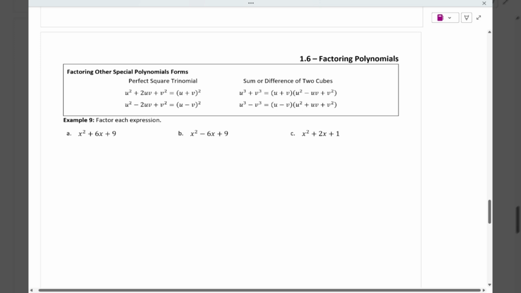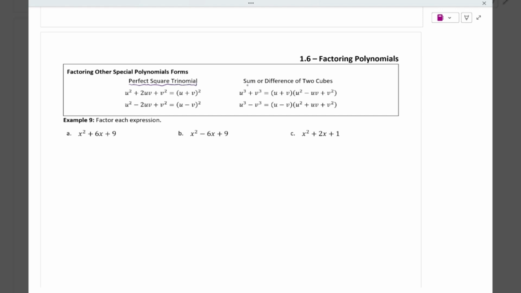Okay, so we're going to do some more factoring. We're looking at factoring some special polynomial forms. So we're going to be looking at perfect square trinomials and a sum or difference of two cubes. So we have some formulas here, but I'm just going to get started with the example.